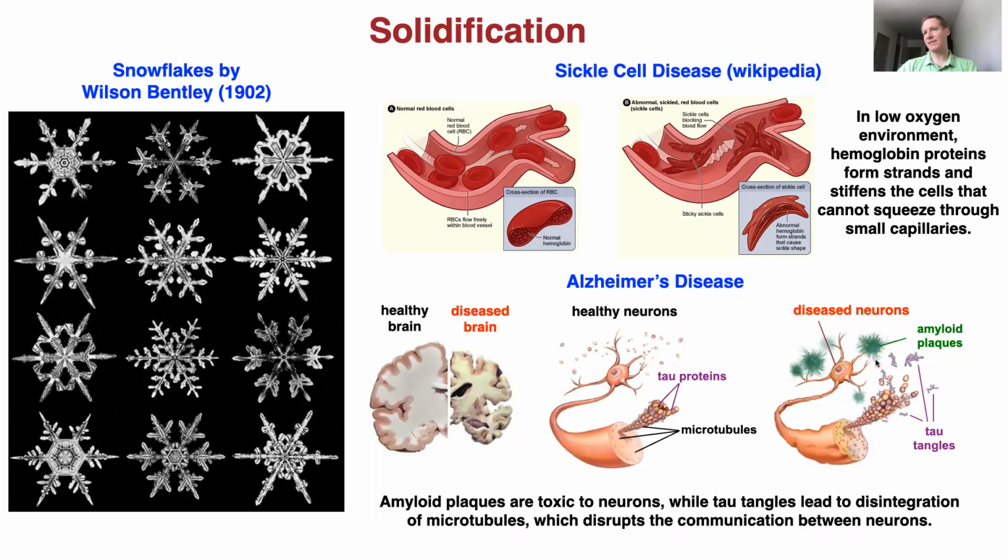So both of these plaques effectively lead to a loss of neurons. That's why if you look at the brain of patients with Alzheimer's disease, you will see that because of the loss of neurons, their brains are much, much smaller compared to the normal brain.